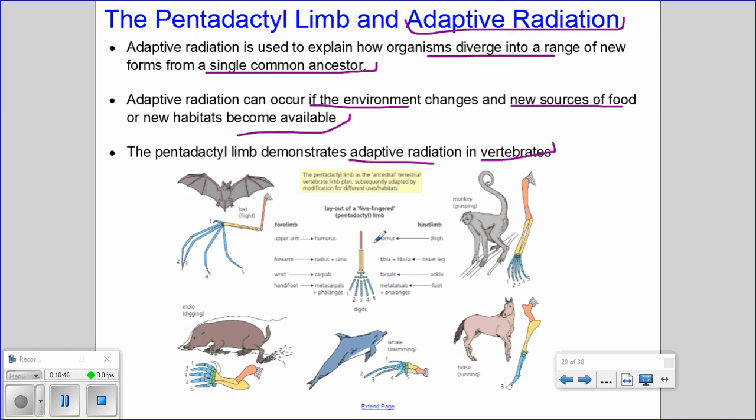The common features of that pentadactyl limb is that they are basically five-fingered or have variations of that. There is a forelimb and a hind limb. In that upper arm or forelimb, there is a humerus. In the forearm, there is a radius and ulna. They have a wrist made up of carpals, and they have metacarpals and phalanges as those digits.